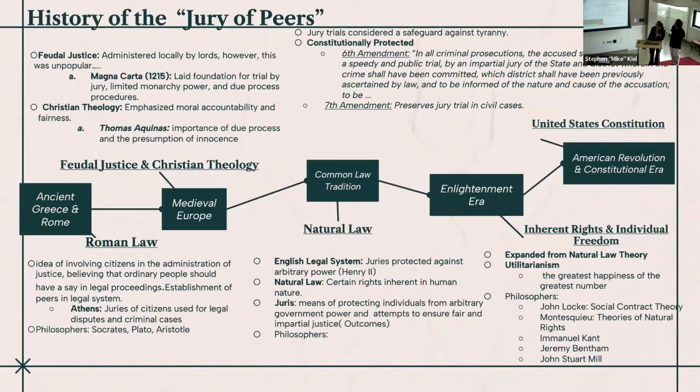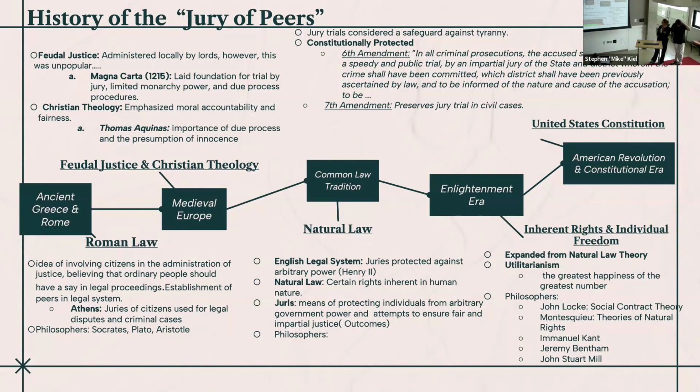So this is the history of the jury system, and all of this together is how we got to our jury system today in the United States. As we know, it started in Roman law and with the Greeks, and then turned into medieval Europe, where we think of lords who would fulfill justice, and also Christian theology and common law tradition, which is where we think of the English legal system, which America's legal system was originally based on.